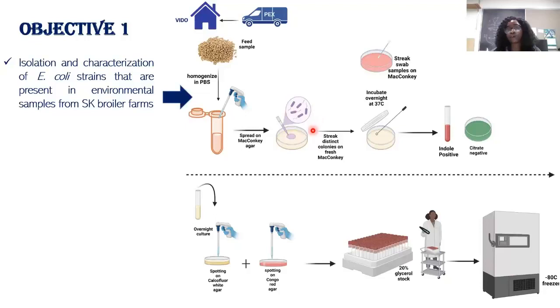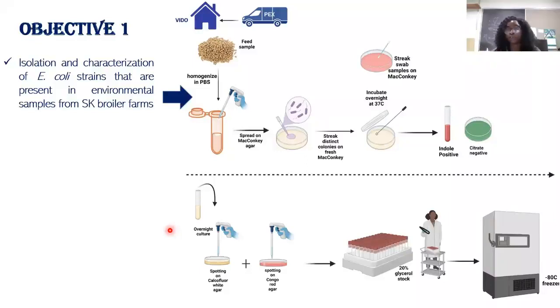Then when we get these E. coli strains, we subculture to get a single colony and then confirm the E. coli strains by conducting the indole and citrate tests, which will be positive and negative. Then after we are done with this part of the project, we go ahead to select the strains that we want to sequence, in order to avoid selecting the same strains, because these are E. coli strains from the environment.